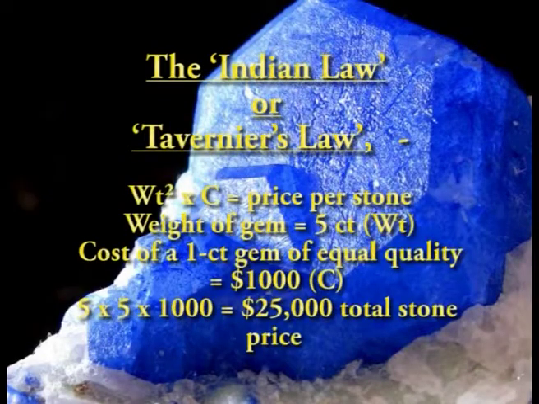WT squared times C equals price per stone. Weight of gem equals 5 carats. Cost of 1 carat gem of equal quality equals $1,000 C. 5 times 5 times 1,000 equals $25,000 total stone price.